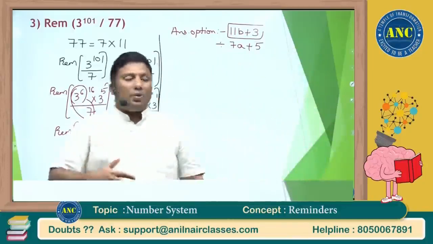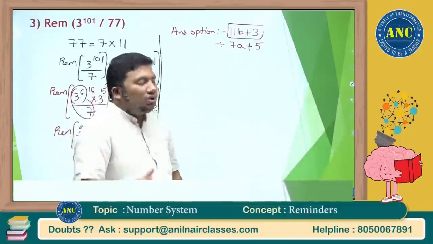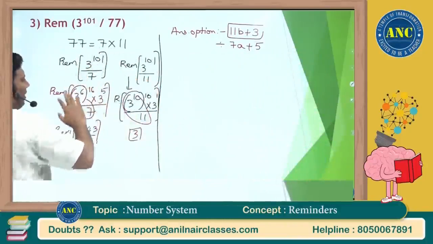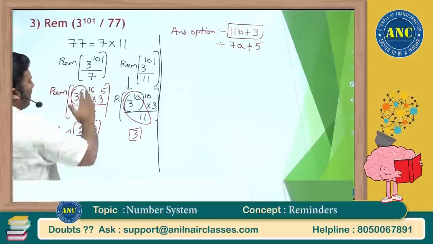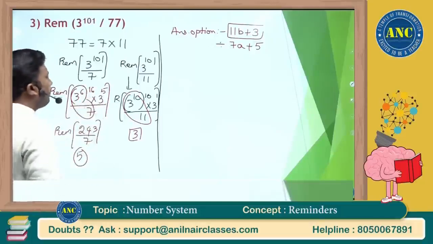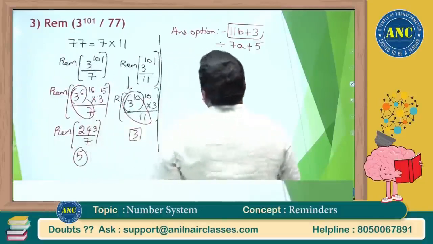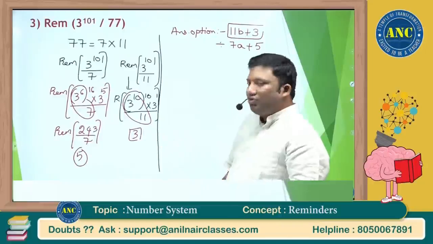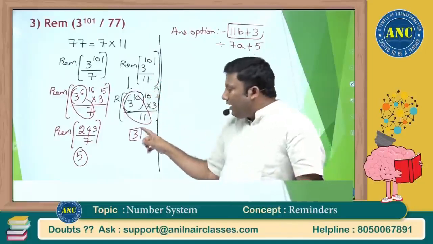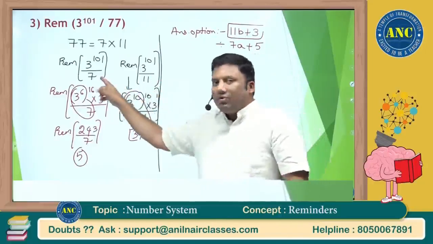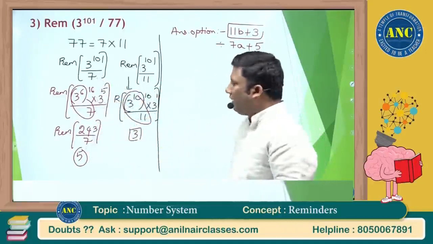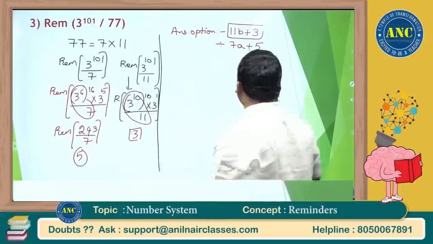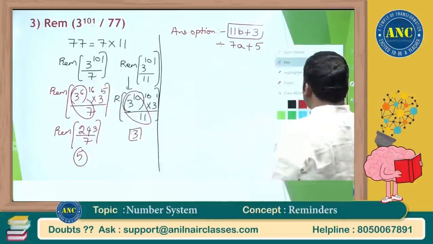Go with the answer options. Before you equate both the equations, go with the answer options. 3 power 101 divided by 7 is 3 power 6 power 16 into 3 power 5. 3 power 101 divided by 11: 3 power 10 by 11 is 1, 1 into 3, 3. The answer, when divided by 11, gives remainder 3, and when divided by 7, remainder 5. Play with the answer options.